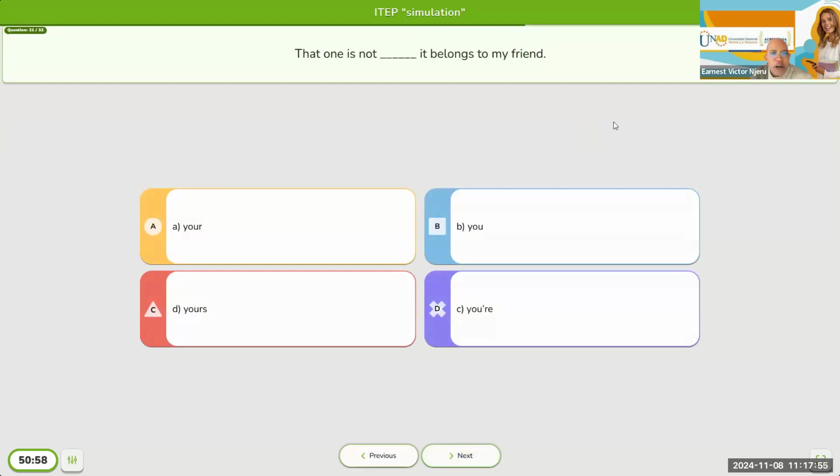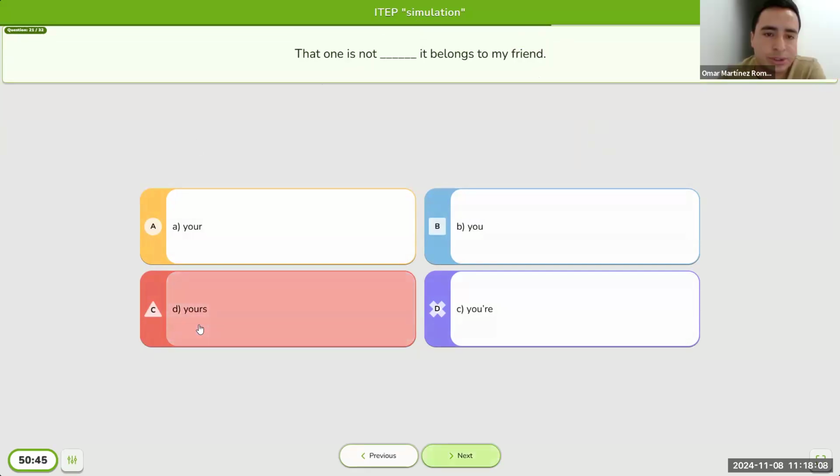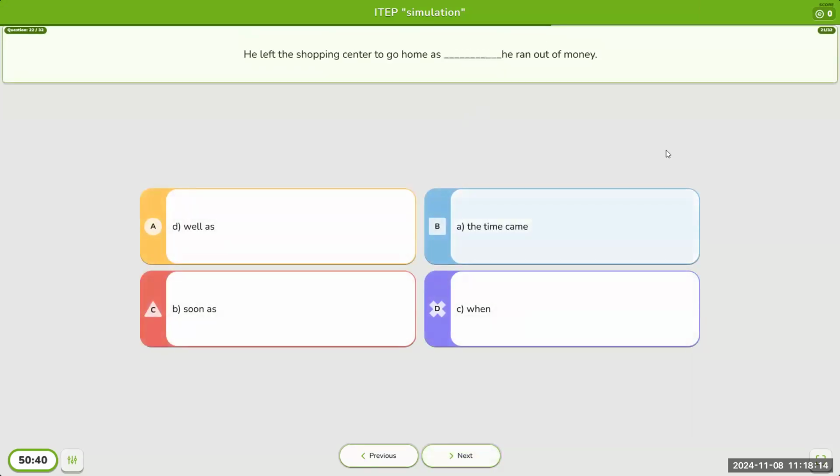Next: that one is not yours. It belongs to my friend. That one is not possessive. That one is yours. C. Very good. That one is not yours. Excellent. Next: he left the shopping center to go home as soon as he ran out of money. As soon as. Good.